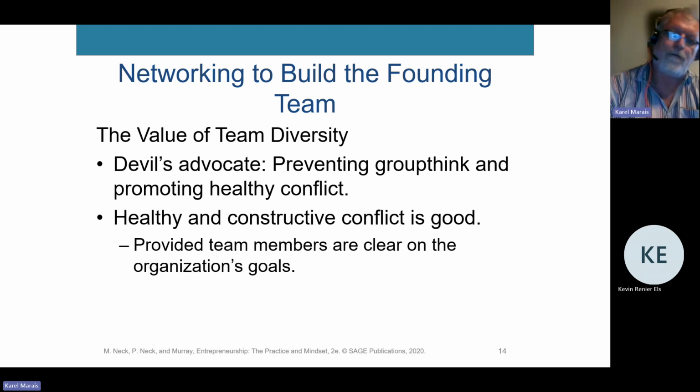So never be scared of a bit of conflict, a bit of difference in the organization. But the one thing that you must have is you must have clear organizational goals. That way, everybody knows where we're going and that we all are trying to chase the same things that we all want to do.